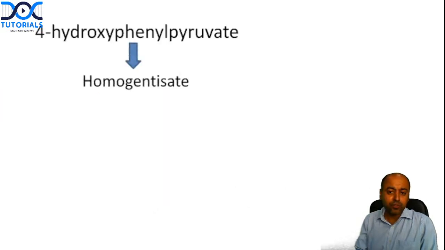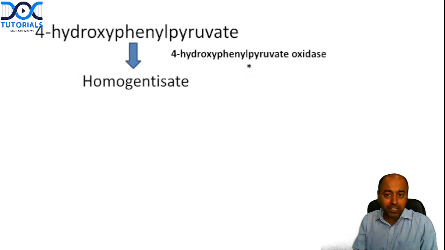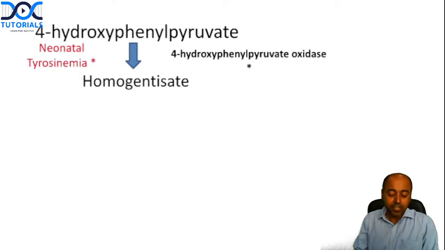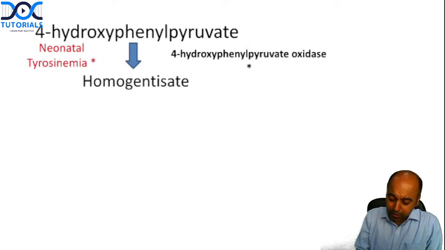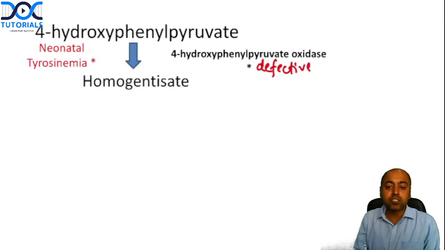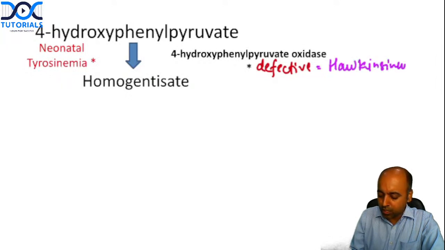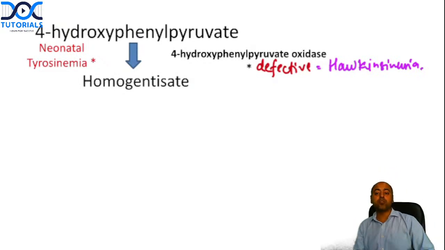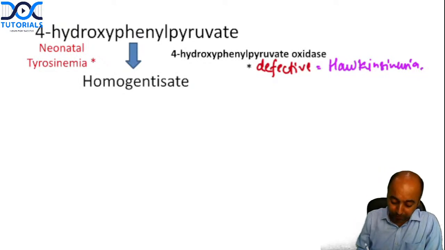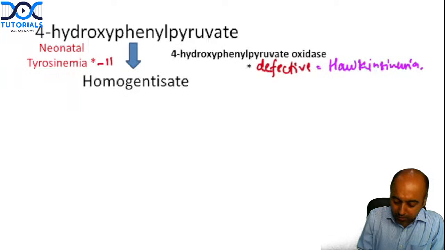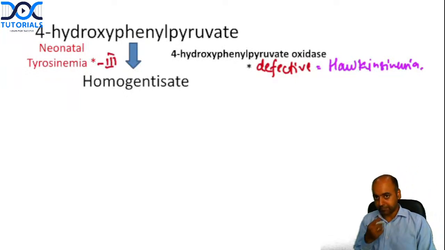The hydroxyphenyl pyruvate further gets metabolized to homogentisate by the enzyme hydroxyphenyl pyruvate oxidase. Deficiency causes neonatal tyrosinemia. Sometimes the oxidase enzyme is there, but it is defective. In this case, the condition that we get is Hawkinsinuria rather than neonatal tyrosinemia. The neonatal tyrosinemia is also known as tyrosinemia type 3.